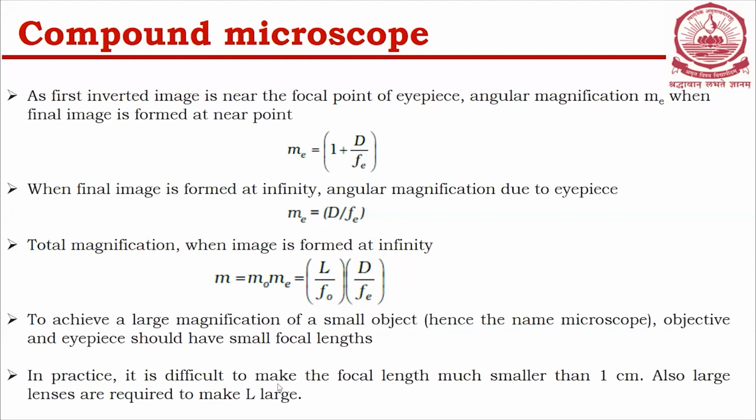You know that it is difficult to make a focal length much smaller than 1 centimeter. Also, large lenses are required to make L large. So magnification is limited when using an optical microscope with light. If that magnification is not sufficient, and you want to see more details, then you have to go for the next microscope, the scanning electron microscope. In that you use the waves associated with the electrons, that is, de Broglie waves. So that will give you better magnification.